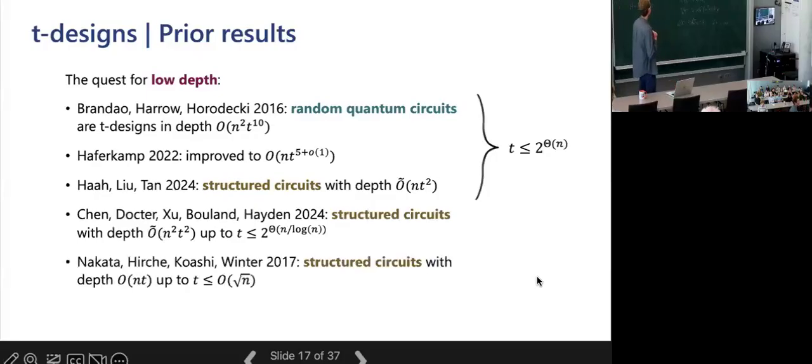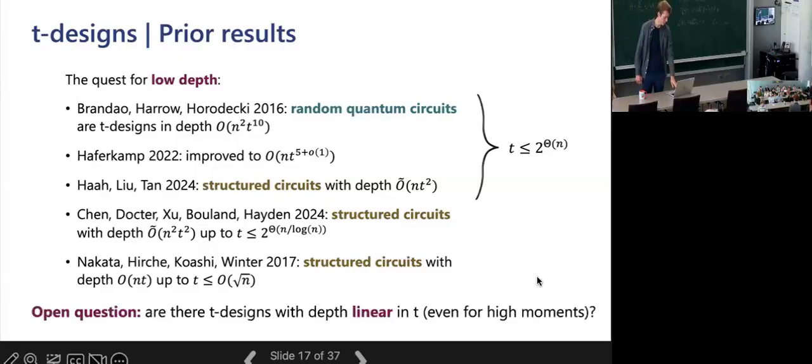And finally, there's a paper from 2017 that actually does get the optimal, linear in t scaling, but only for extremely low moments. So really, there are two parameters to care about here. One is the depth, especially the t dependence is what we care about. And this we want to be linear, but we want to have it for ideally any moment, but realistically for up to exponential moments. Okay, so that's the big open question here: are there T designs with that linear in t even for high moments?